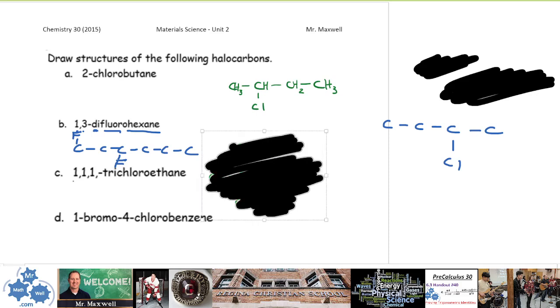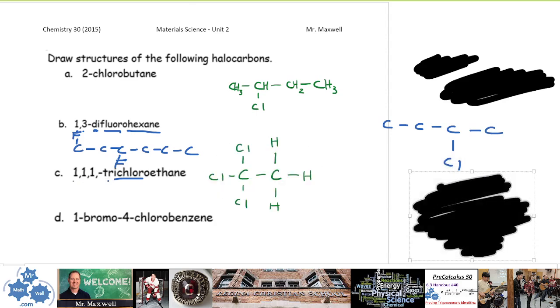1,1,1 trichloroethane. Okay, so 1,1,1 means that we have the 3 chloros, all on the same carbon, and that would be the first carbon. So it has 3 chlorines there, and it's an ethane molecule, so singly bonded to 2 carbons.